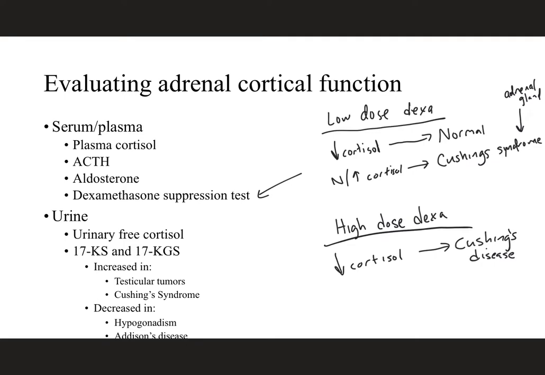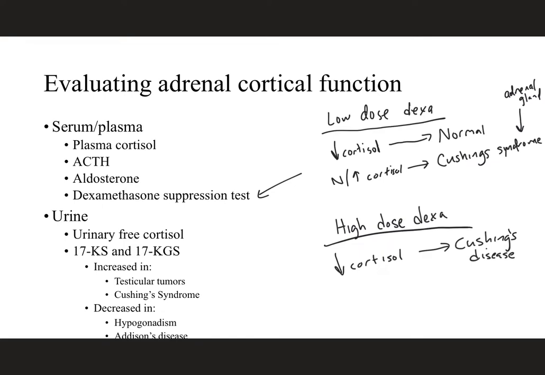And what's happening is that high dose of dexamethasone should be suppressing the pituitary from releasing ACTH. And if it's not suppressing the pituitary like it should, since we're giving such a high dose, it's basically saying that something is causing the pituitary to make its own ACTH outside of its normal functions, typically speaking, a tumor. And that means that we're probably dealing with Cushing's disease here.